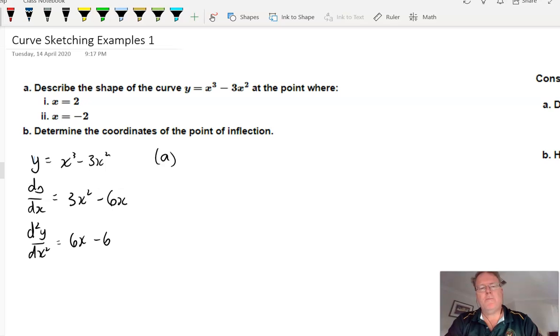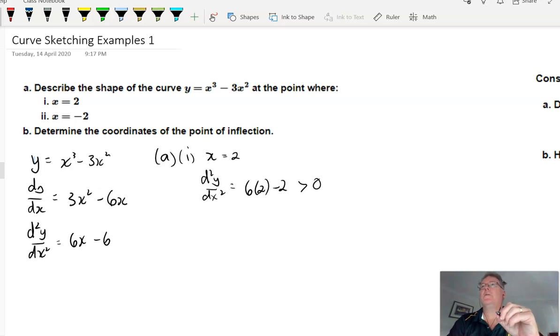For part 1, we're looking at the point x equals 2. At x equals 2, d squared y by dx squared is going to be equal to 6 lots of 2 subtract 2, which is quite obviously greater than 0. And if we remind ourselves, if the second derivative is greater than 0, i.e. positive, then we are concave up.